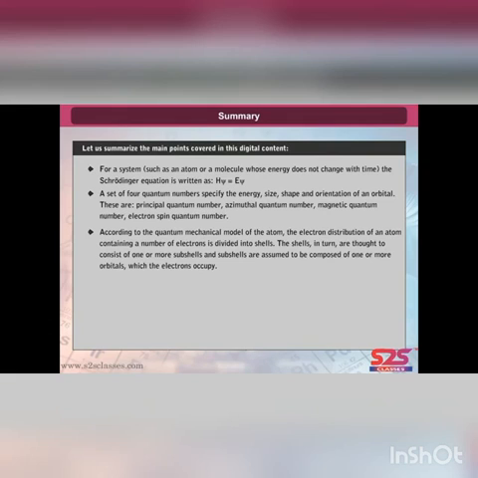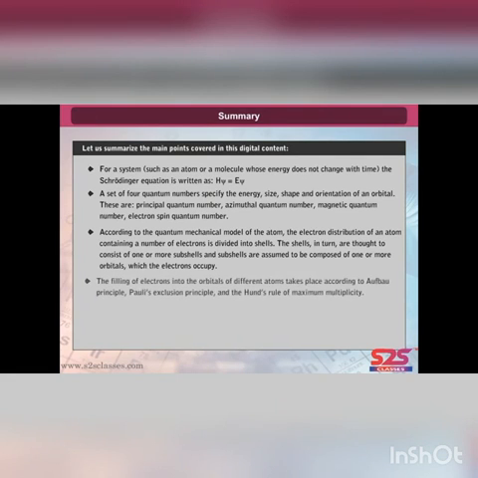The wavelength associated with a particle of mass m moving with velocity v is given by de Broglie's relation: lambda = h/mv. Heisenberg's uncertainty principle states that it is impossible to determine simultaneously the exact position and exact momentum or velocity of an electron. For a system, such as an atom or a molecule, whose energy does not change with time, the Schrödinger equation is written as Hψ = Eψ.